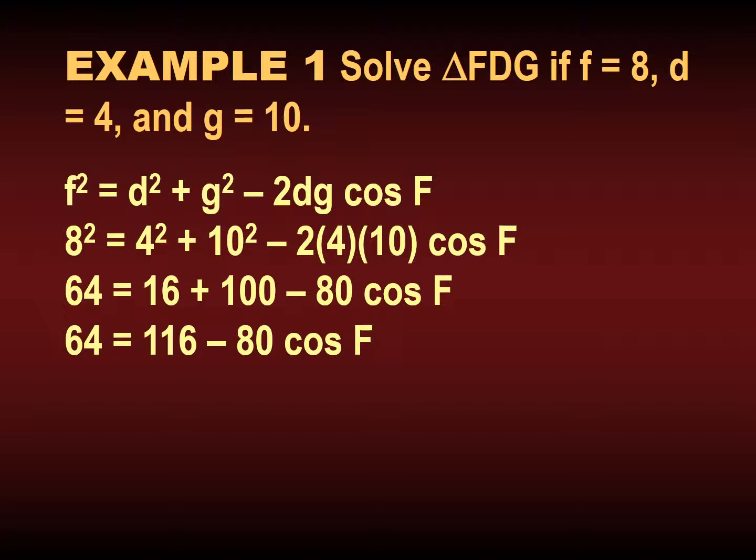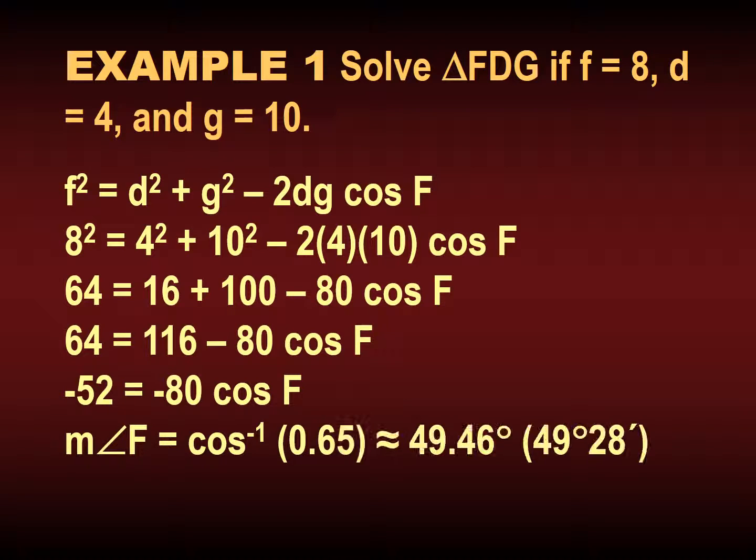Notice how I do not do the 116 minus 80. I actually cannot do that because the 80 is attached to that cosine F by multiplication. So when I solve for cosine F, I actually have to subtract 116 from both sides. Then I divide both sides by negative 80, and I get 0.65. So if I want to solve for F, I have to do the inverse cosine. So cosine inverse 0.65 gives me approximately 49.46 degrees, which if I convert that to minutes is 49 degrees, 28 minutes.